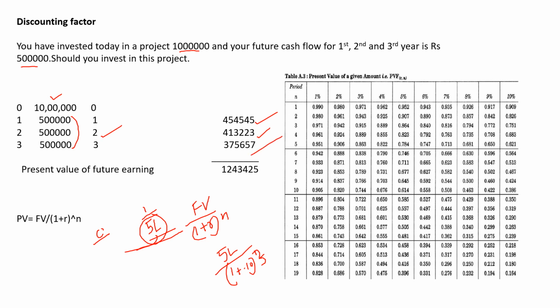So now totally we have found out the present value of future earning. The future earning is 15 lakh, but what is its present value? Its present value is 12,43,425. So I have invested 10 lakh rupees today, and the present value of my future earning is 12,43,425. That means we have compared it with present value, because 10 lakh is our present value and this 12,43,425 is also our present value. So now we can compare whether we are earning profit or not.